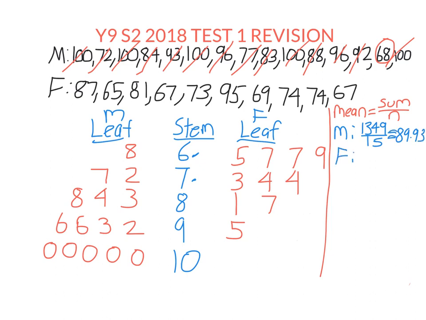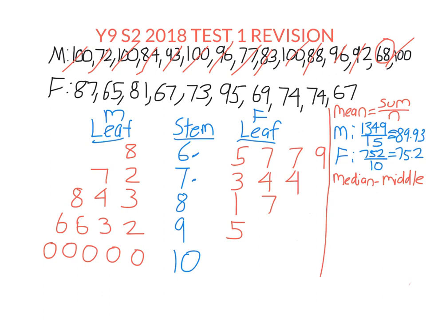So for females, if you add them all up, you should get 752. Now we divide by 10 because there are 10 scores. So the mean for females is 75.2. How easy is that? Now let's look at the median. So the median is a little different. It's just the middle. But you have to do it slightly differently depending on whether there are an even or an odd number of scores.